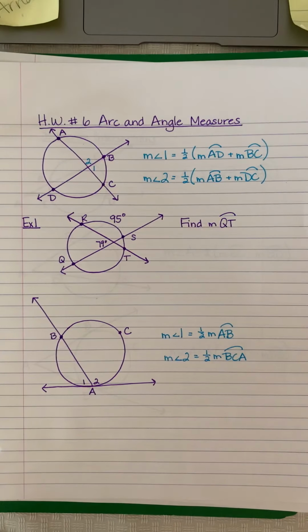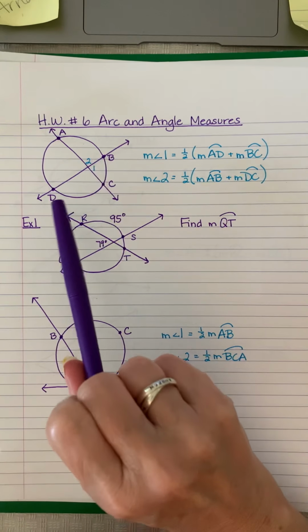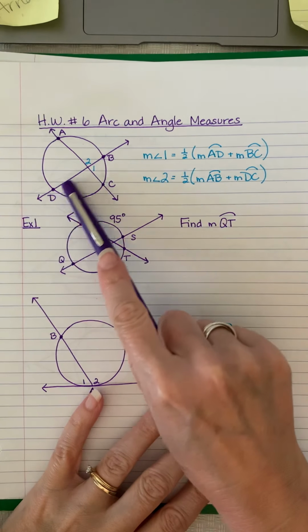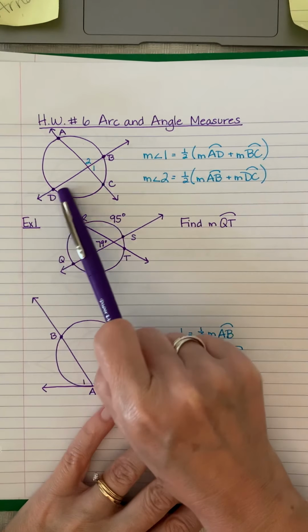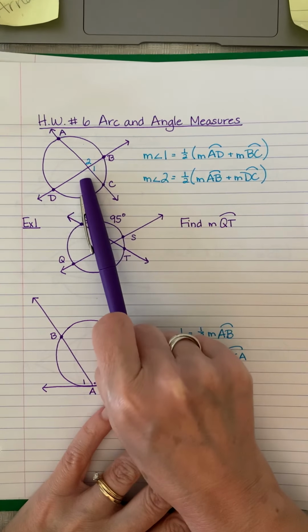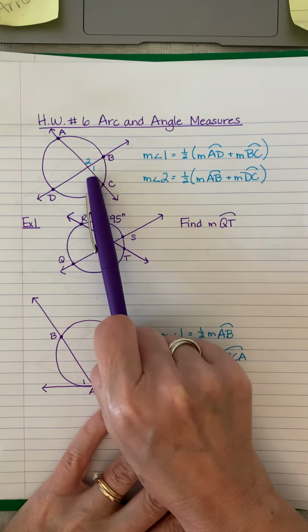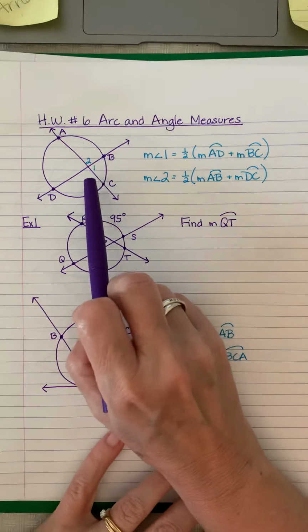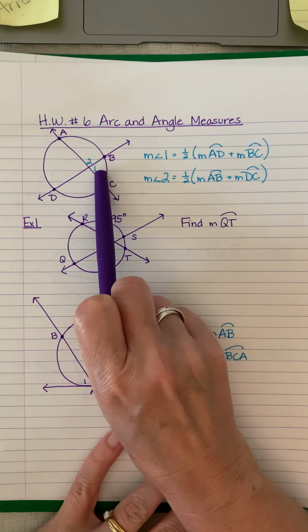So the first one we're looking at is if we have 2 secants. Remember, a secant goes through the circle and intersects the circle in 2 places. So we have 2 secants that intersect inside a circle. When they intersect inside a circle, the way to determine the angle measure, if we're given some of the arcs, is the measure of angle 1.